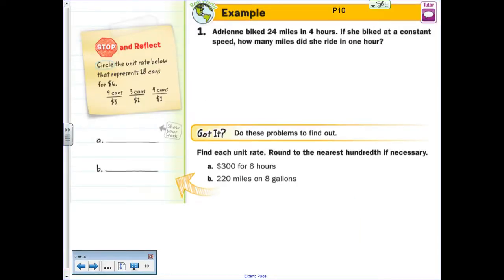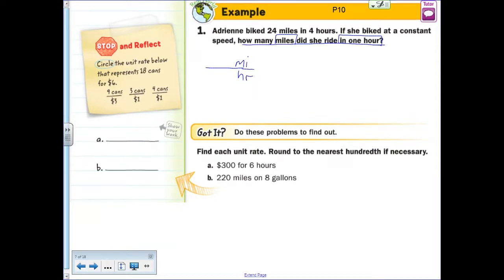It says, Adrian biked 24 miles in 4 hours. If she biked at a constant speed, how many miles did she ride in 1 hour? Well, the question here is, how many miles did she ride in 1 hour? And the important thing here to note is miles in an hour. We are looking for a ratio that has miles on top and hours on the bottom. So miles per hour. So then we can go back into the question and find those facts.